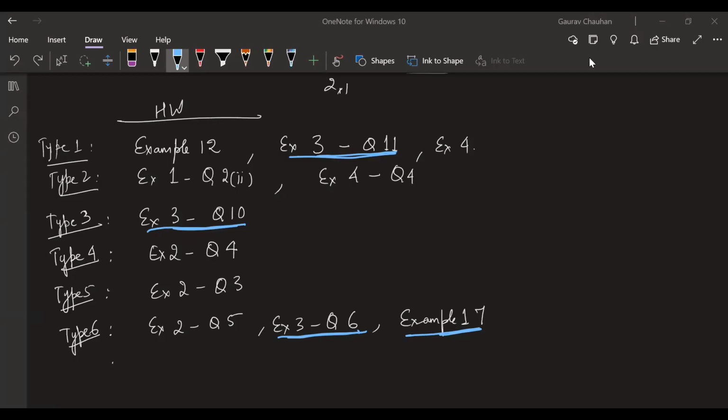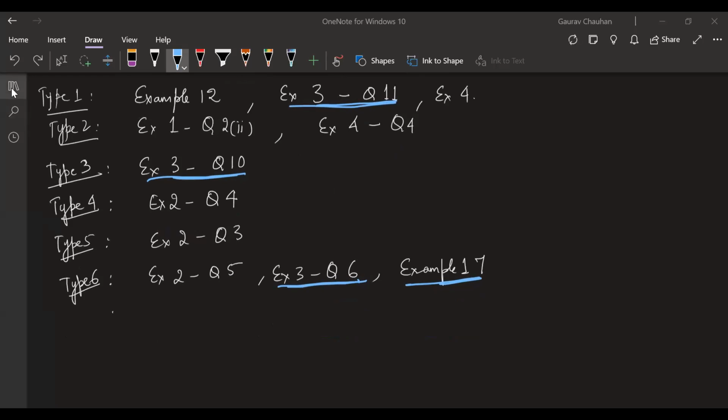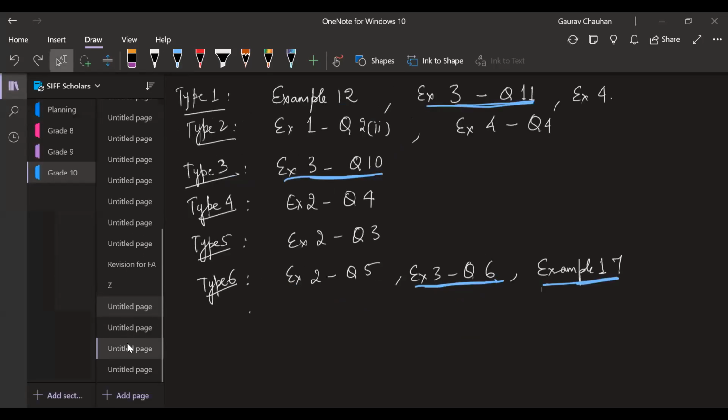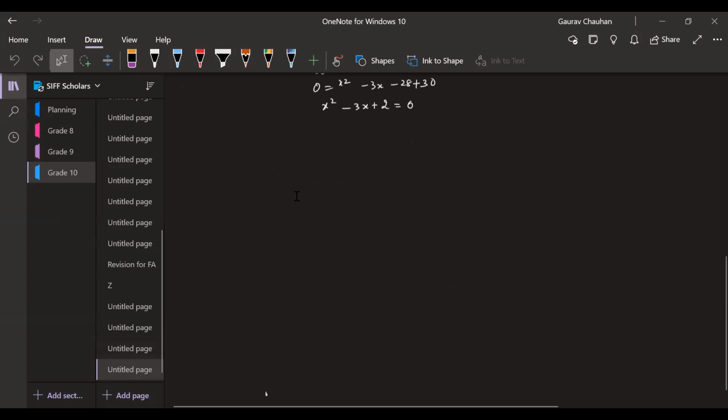Alright, so there's a little mismatch in the types and exercise numbers here. We'll change this as we go forward. But the first doubt is exercise 3, question 11, and I'm going to begin with that. This is exercise 4.3 in NCERT and exercise 10.3 in your Karnataka textbooks.